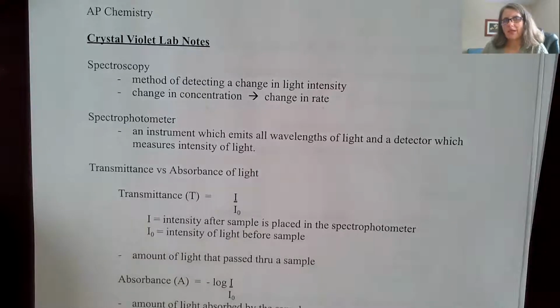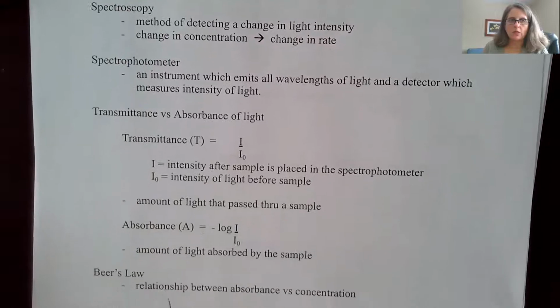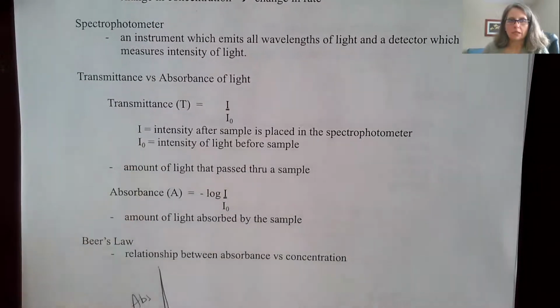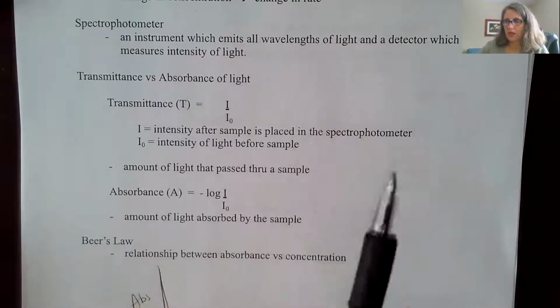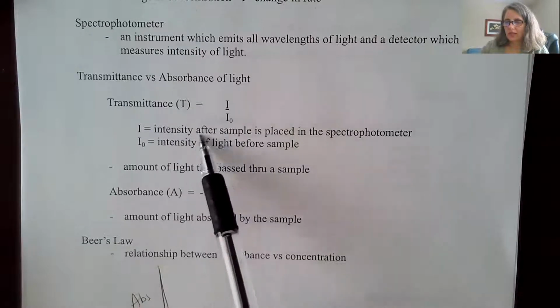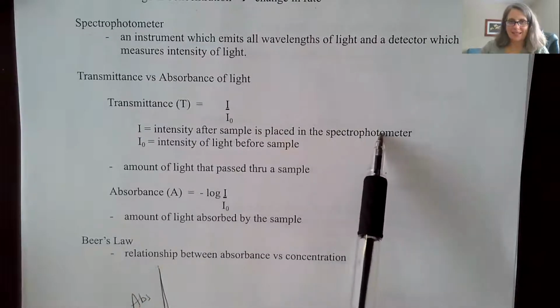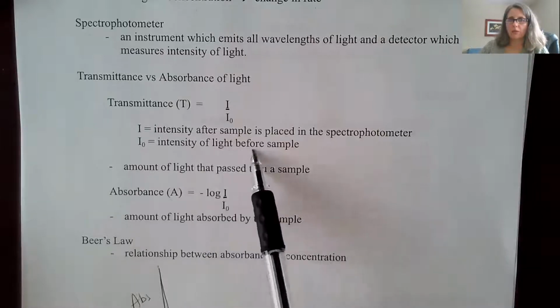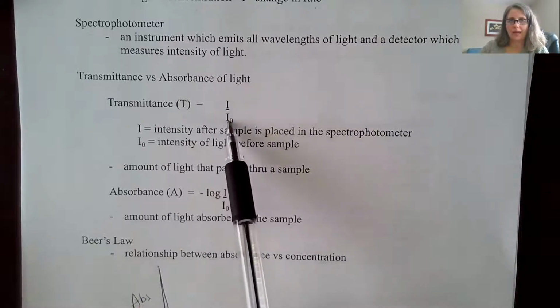So a spectrophotometer essentially emits all wavelengths of light, and it has a detector in order to measure that amount of light. So we have two different units that we use for the spectrophotometer. One is called transmittance and one is called absorbance. Transmittance has to do with the intensity of light after it's been placed in the spectrophotometer, and then the intensity of light before the sample. So it's I over I initial.